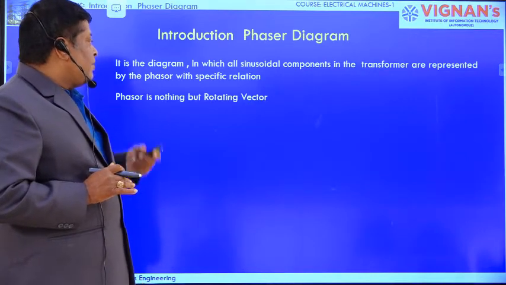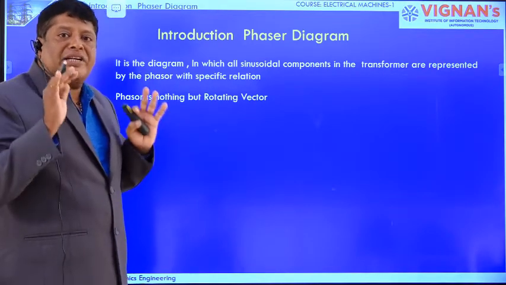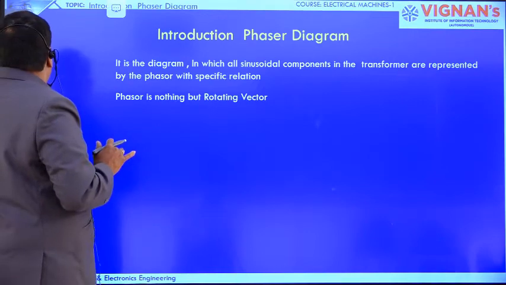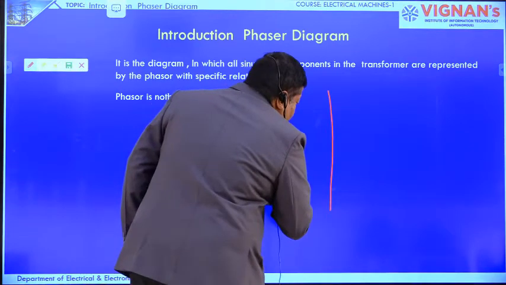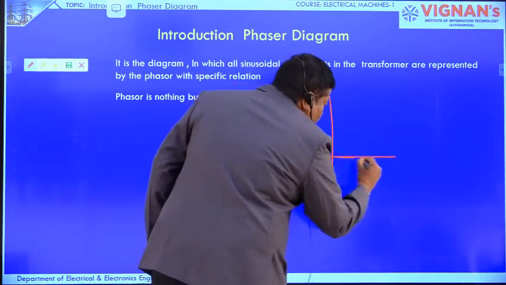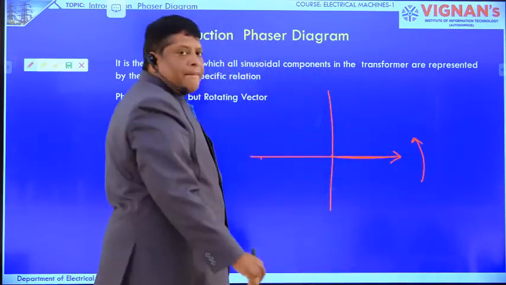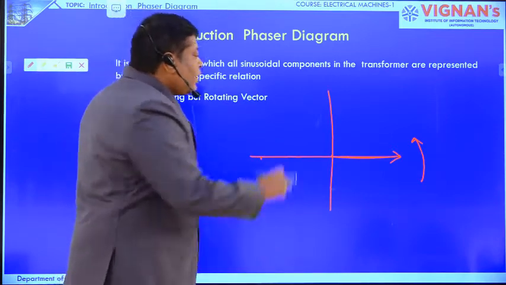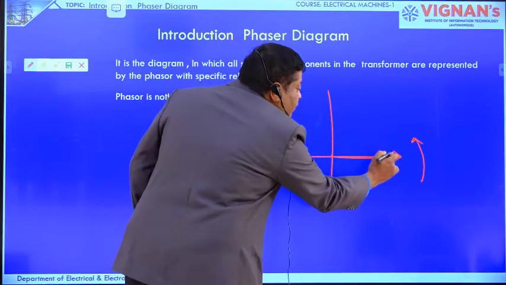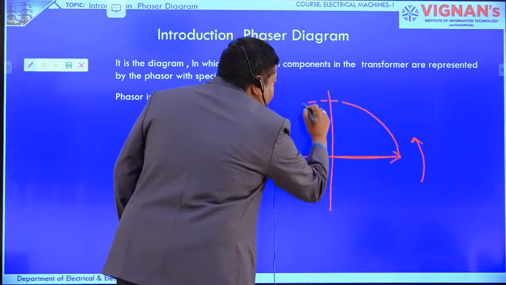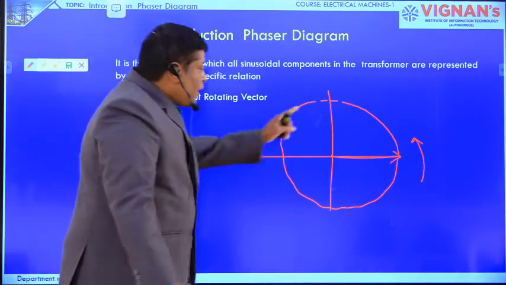What is meant by a phasor? A phasor is nothing but a rotating vector. We represent a sinusoidal quantity with a phasor. See here, this is the x-axis and the y-axis. We have taken one vector here, and we assume that this vector rotates in an anti-clockwise direction. At every instant while it is rotating, we find the vertical projection of this vector.